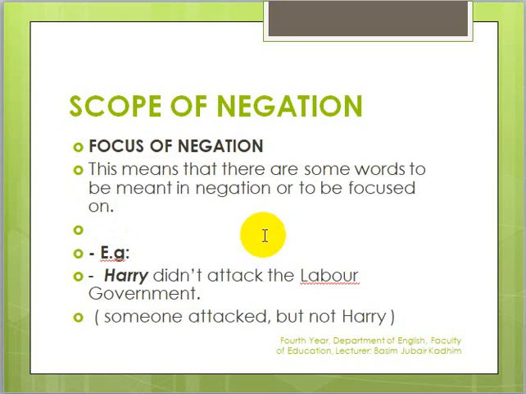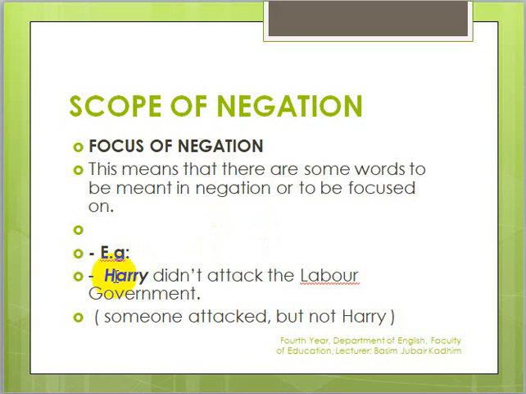The focus of negation, of course. When negating a sentence or any element of the sentence, there must be a focus on certain elements. This means that there are some words meant to be negated or focused on. For example, Harry didn't attack the labor government. Okay, so here the focus is on Harry. Someone attacked but not Harry. The presupposition of this negative sentence is that someone attacked but not Harry.